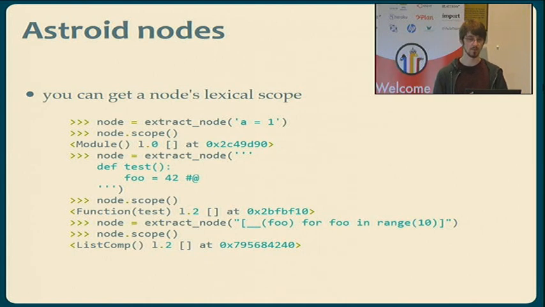For instance, in the first example, the scope of that assignment will be the module itself, because it's considered to be a module out there. But for the second example, the assignment of 42 to foo, its scope will be the function where it is defined, because in Python, a function creates a new scope. And in the last example, the scope of the foo variable from the list comprehension, at least on Python 3, will be the list comprehension itself, because the variable won't leak outside when the list comprehension finishes executing. Yeah, so it's nice to see these kinds of capabilities in Astroid.